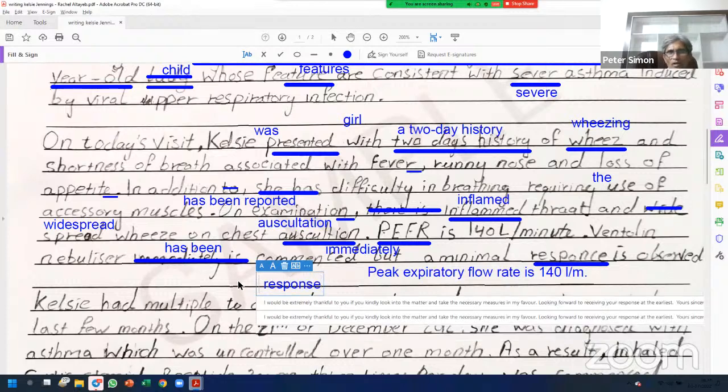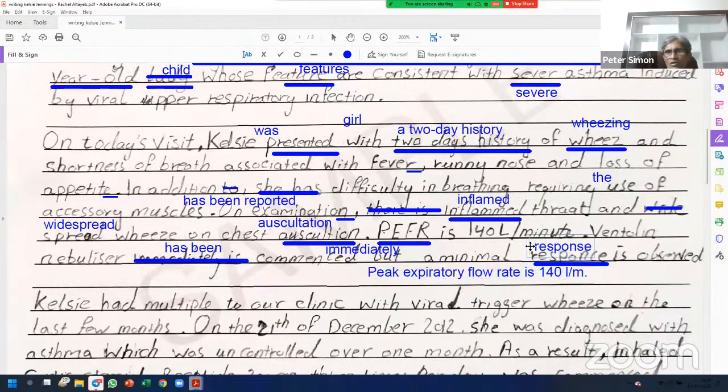R-E-S-P-O-N-S-E, response. Minimal response is observed. "Is observed" means present now. "I observe" means always. "Is observed" means always. So it's present simple, but it is universal. That means always. "I play football" means football is played always. Not yesterday, today, tomorrow, anytime.